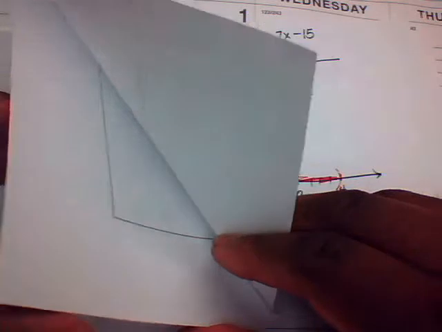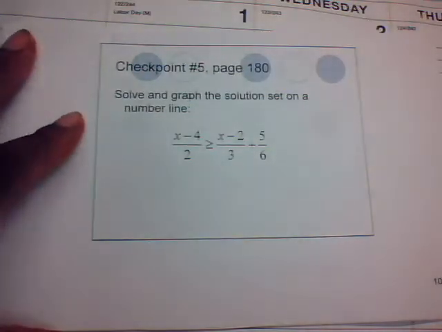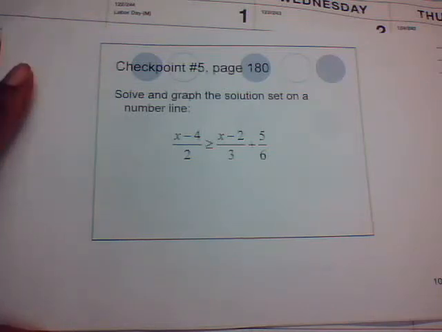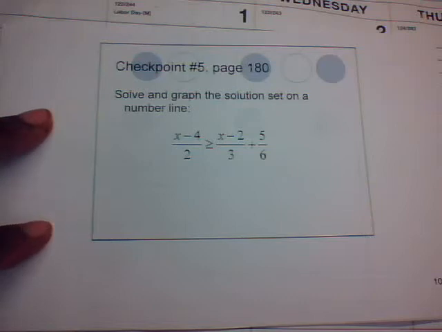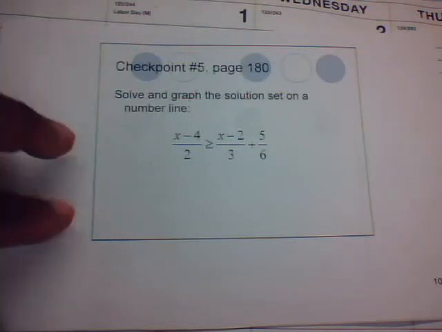All right, the next thing we're going to look at, well, here's another example of a linear inequality. Now, this one has numbers in the denominator. This pretty much is similar to the ones that had linear equations that have fractions in it. In this case here, we got x minus 4 divided by 2 is greater than or equal to x minus 2 divided by 3 plus 5 sixths. And here we want to solve just this inequality.